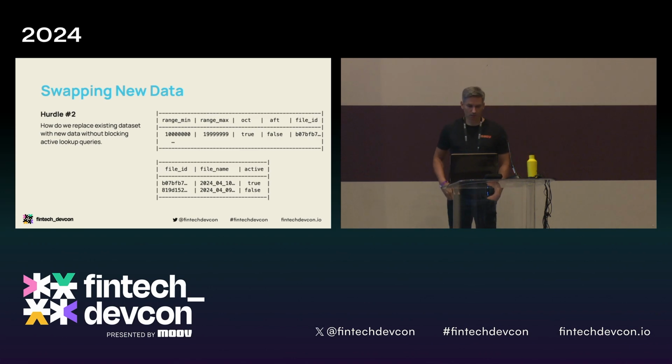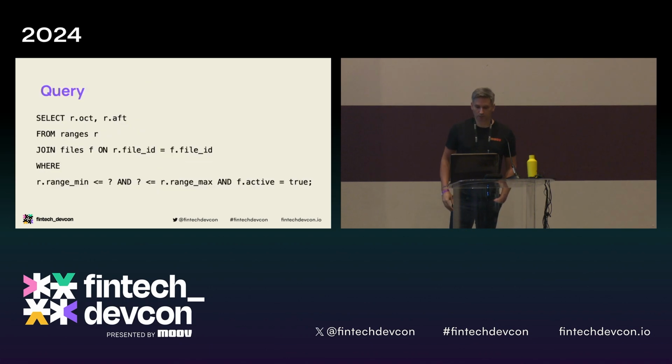And so this brings us to this very simple query that we can use to look for these card features. We are selecting the OCT or AFT columns from, let's say we call the table ranges, and then we are joining on the metadata table, which in this case is called files, based on the equality of the file ID, and we are filtering based on the range minimum column being less than or equal to the card number that we have in hand, as well as the card number being less than or equal to the range maximum, and we are only interested in rows of the ranges table that belong to the latest file.